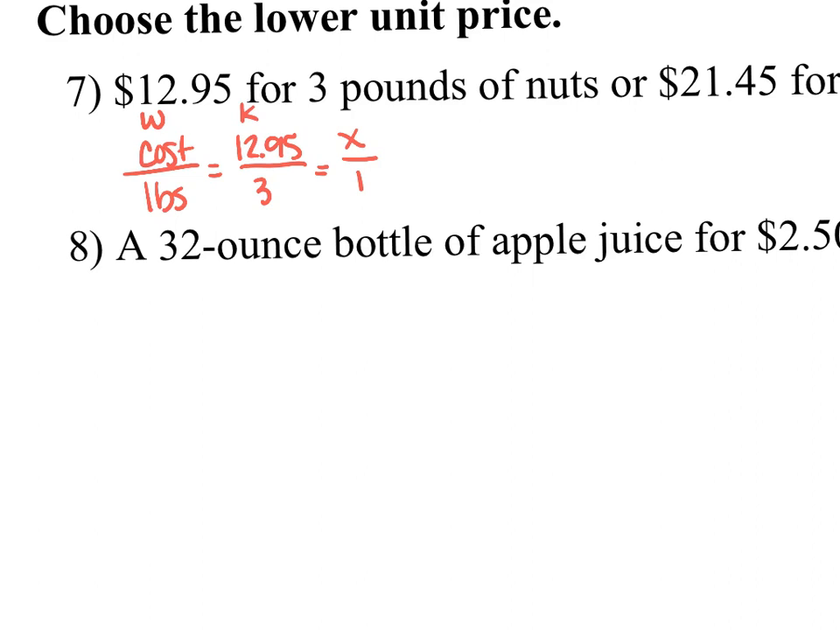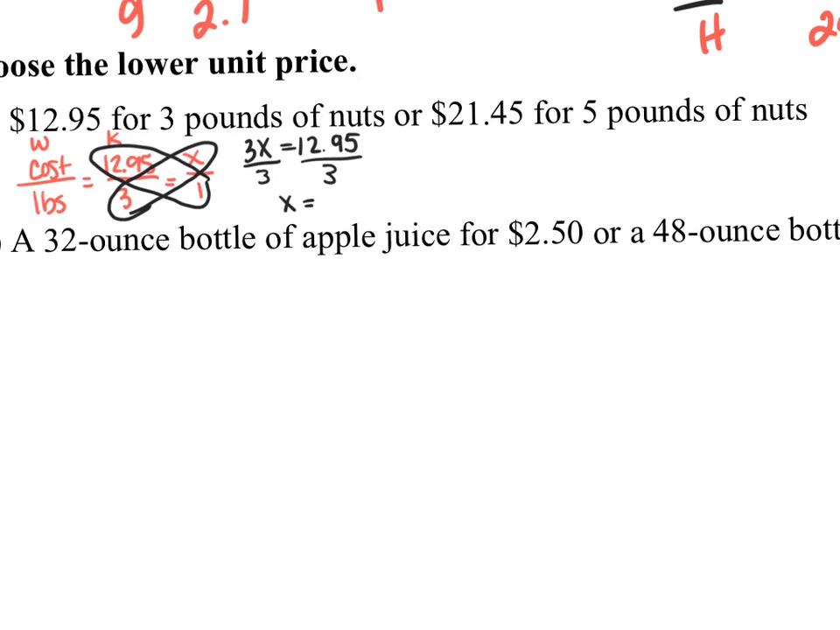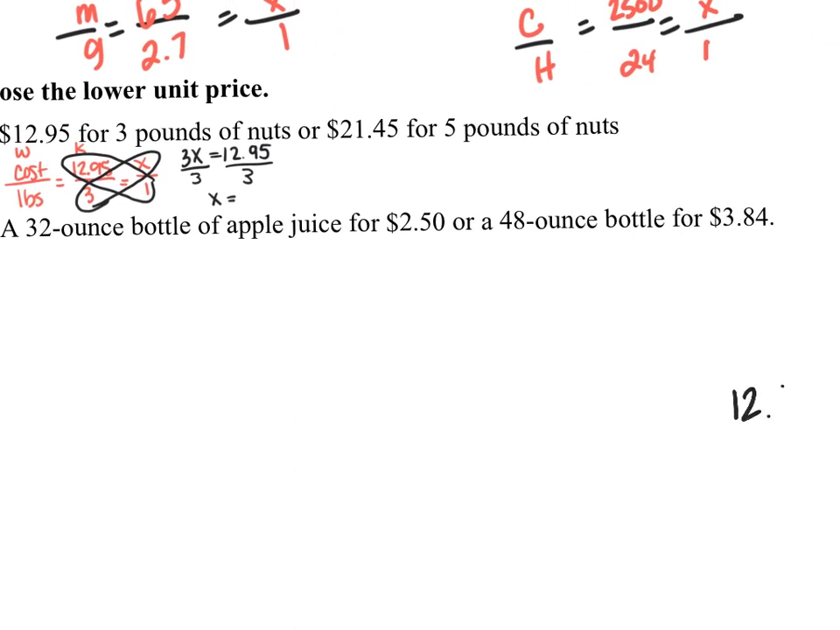So we would scale down. We would cross multiply and divide, whatever you need to do. How do we cross multiply and divide? I forgot. You just do 3 times x, which is 3x. And then $12.95 times 1, which is $12.95. And then you divide both sides by 3. And x is going to equal whatever $12.95 divided by 3 is.